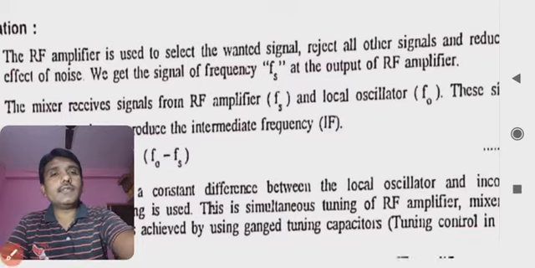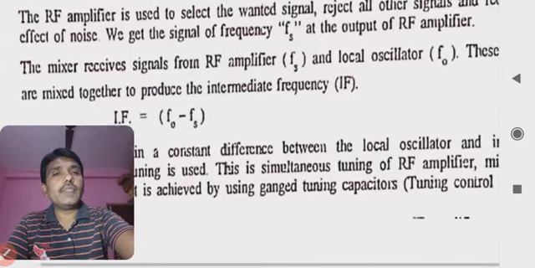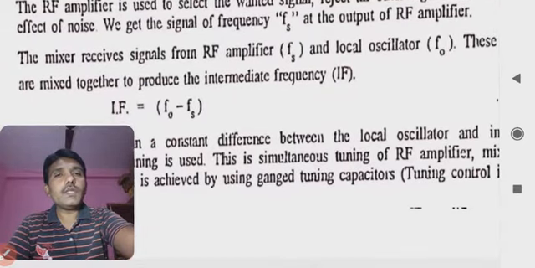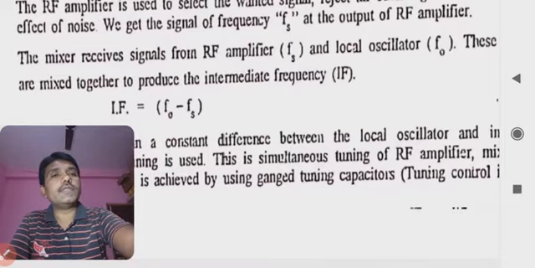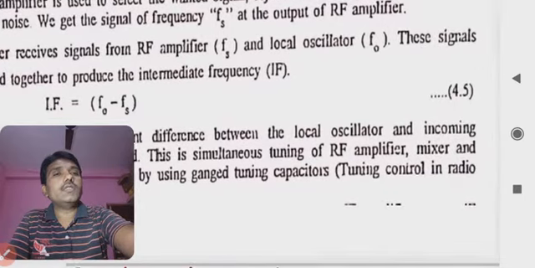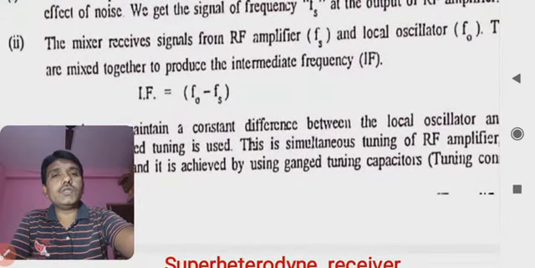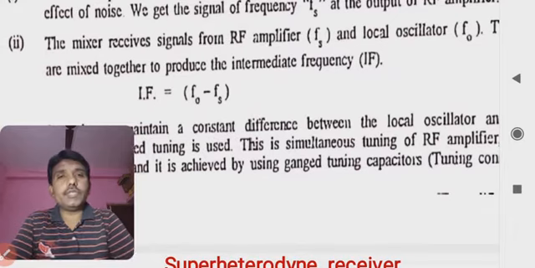At the second stage, it goes to the mixer. From this it goes to the mixer, and the mixer receives the signal from the RF, that is Fs, and the local oscillator signal, that is Fo. Now these signals are mixed together to produce the intermediate frequency.